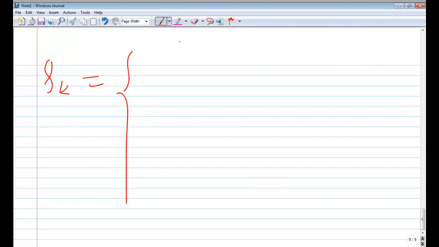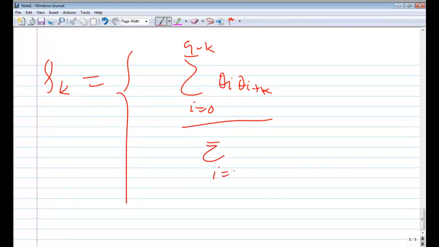equal to the summation of theta I plus k, q minus k, divided by the summation of theta I squared, q, where k is ranging from 0, 1, 2, up to q.